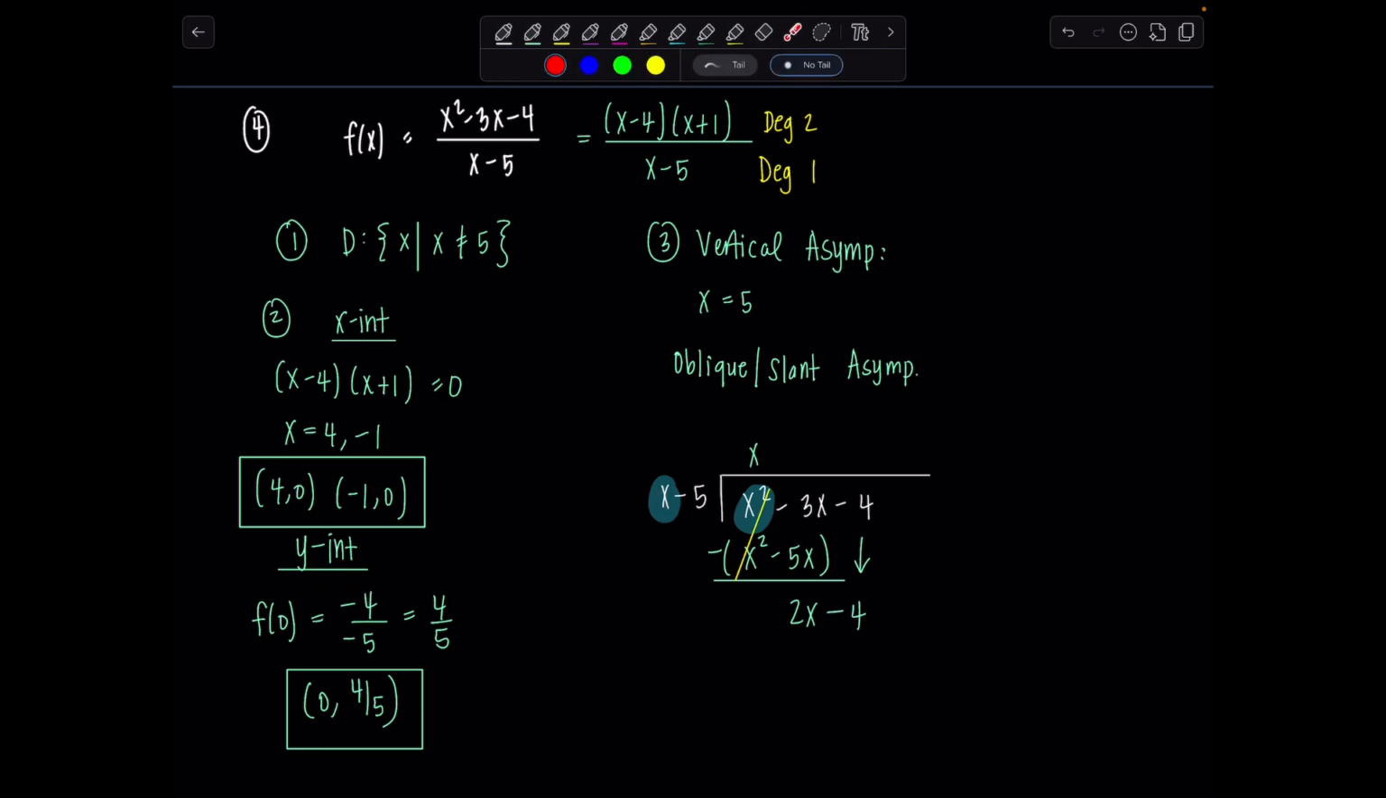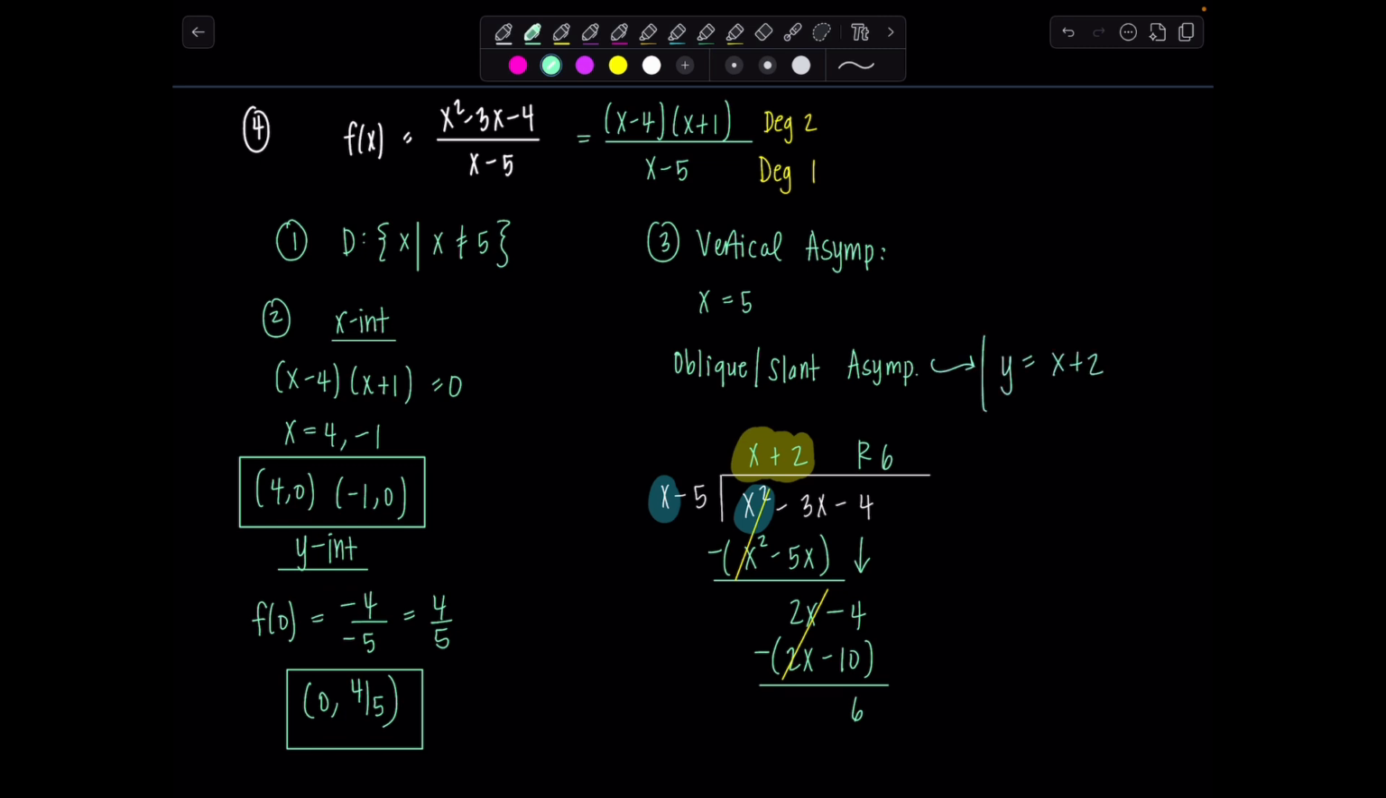So then you look, x into 2x plus 2, distribute 2x minus 10, subtract. These guys cancel. Negative 4 plus 10 is 6. This is the remainder. You ignore the remainder when you're finding the equation of the oblique asymptote, and you only look at the quotient right here. So it has y equals x plus 2 as the equation of the slant asymptote. So it's always y equals the quotient without the remainder. When you're in calculus, you'll see why, because the remainder will approach 0 as x gets large.